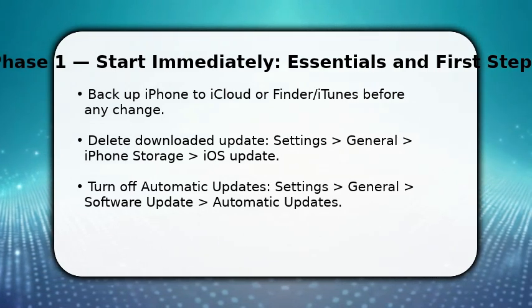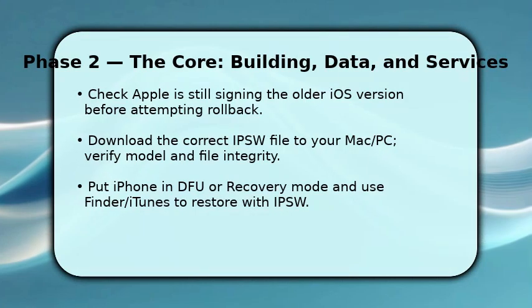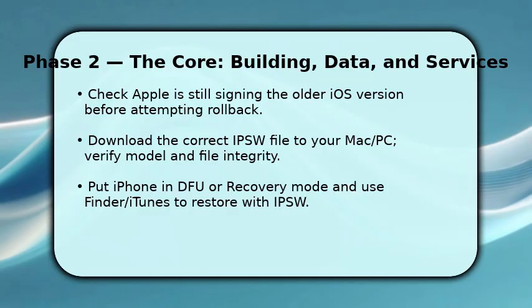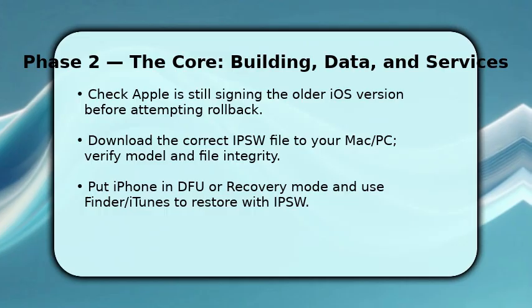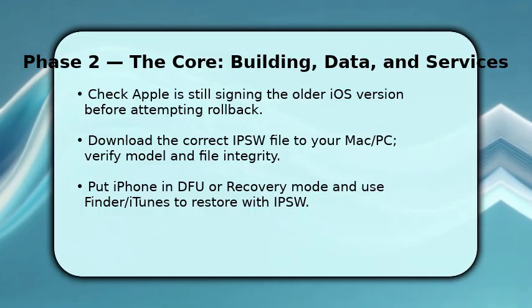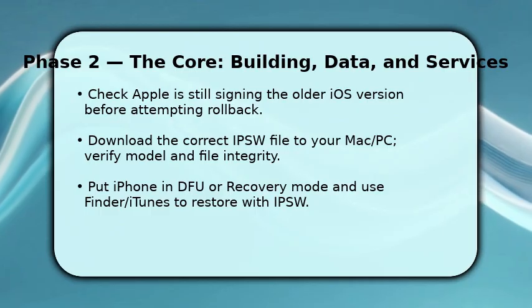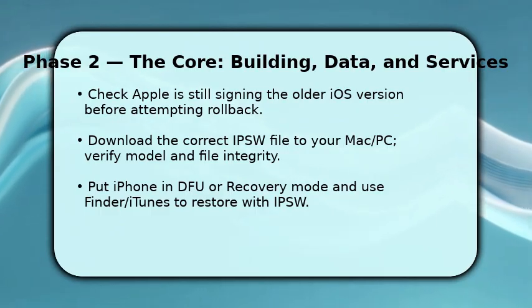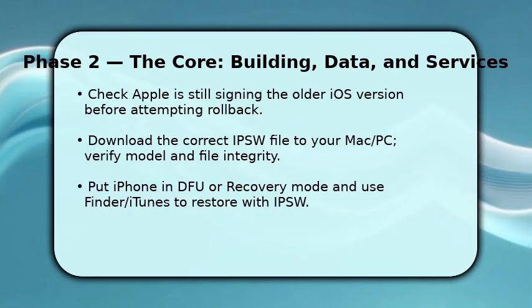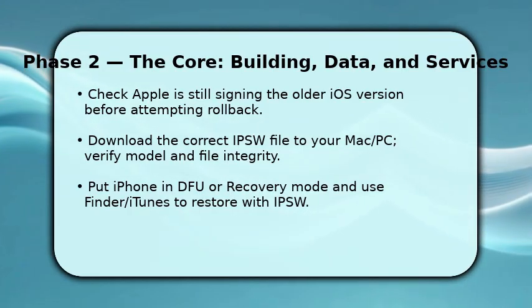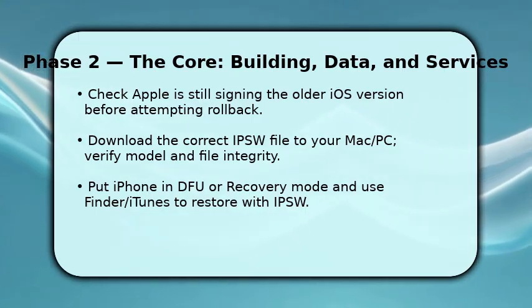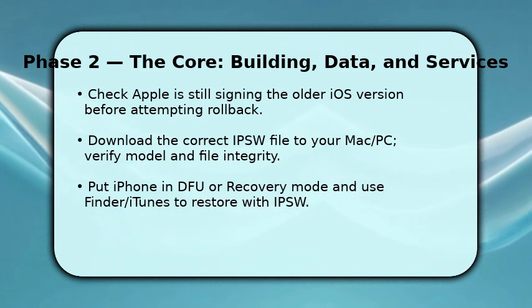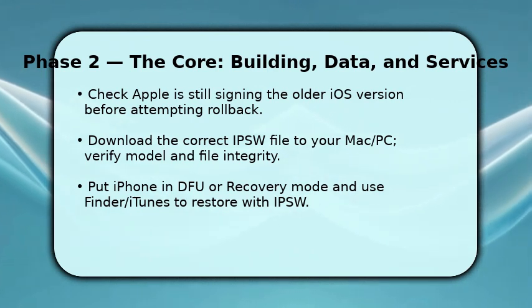rollback. If you want to revert to a previous iOS, you need a signed IPSW and a computer. First, confirm Apple still signs the older firmware. Without signing, you cannot restore. Next, download the exact IPSW for your device model to your Mac or PC and verify the file name matches. Then connect the iPhone, put it into DFU or recovery mode so the device accepts a full restore, and use Finder or iTunes while holding Option or Shift to select the IPSW and begin the restore.